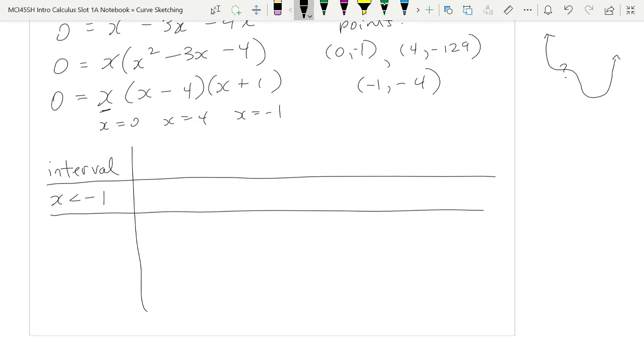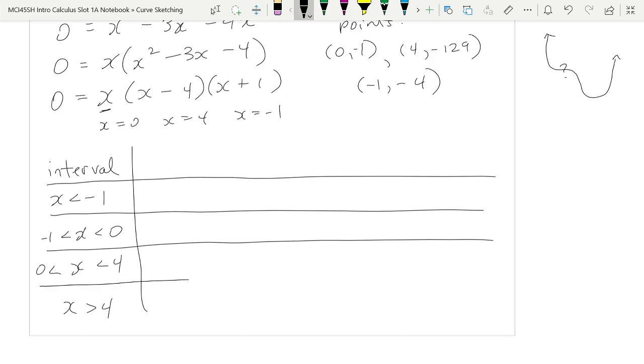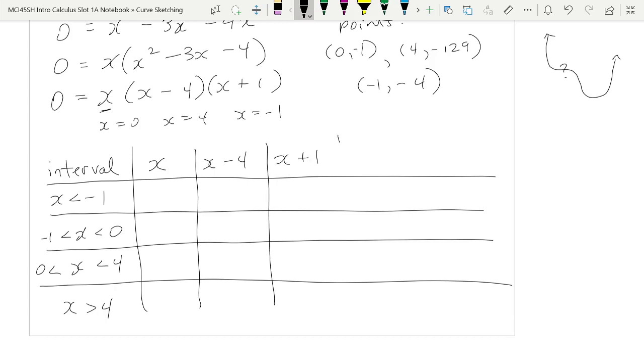What happens when x is between the next two intervals, -1 and 0? What happens when x is between 0 and the next interval point, 4? And finally, what happens when x is more than 4? So I have 4 intervals to keep track of. The factors that I can use to calculate my interval signs are x minus 4, and x plus 1. And then let's figure out what f is doing.